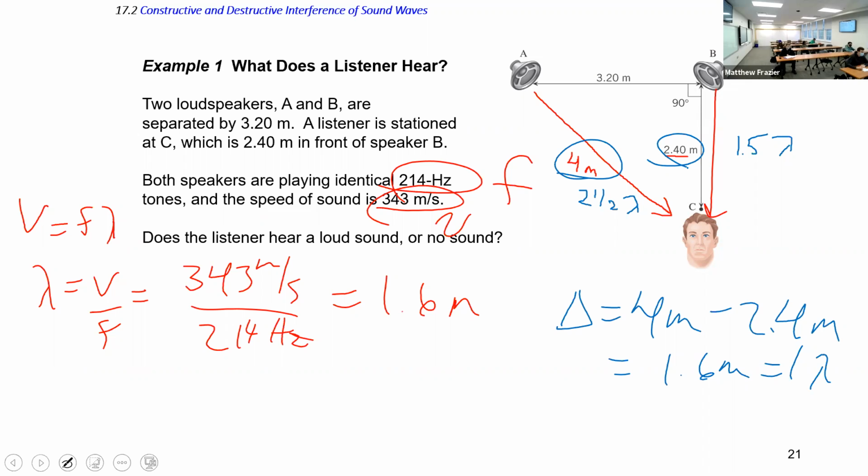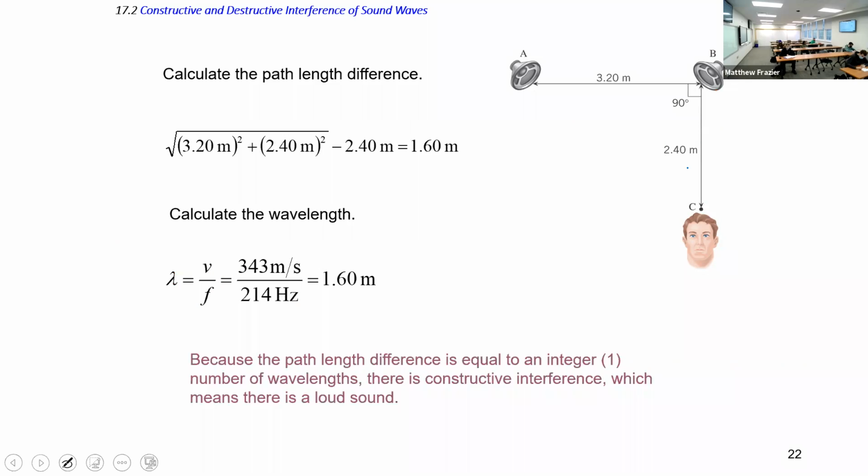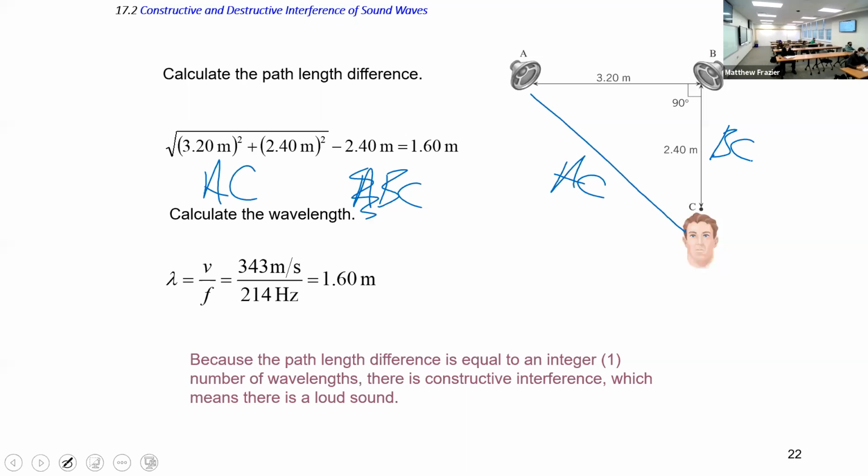So I believe the rest of this just works through the math appropriately. They did the Pythagorean theorem to get that the missing side was 4 meters, so the path difference. This is AC and this is BC. So those two differ by 1.6 meters. The wavelength is 1.6 meters. Therefore, it's an integer difference.